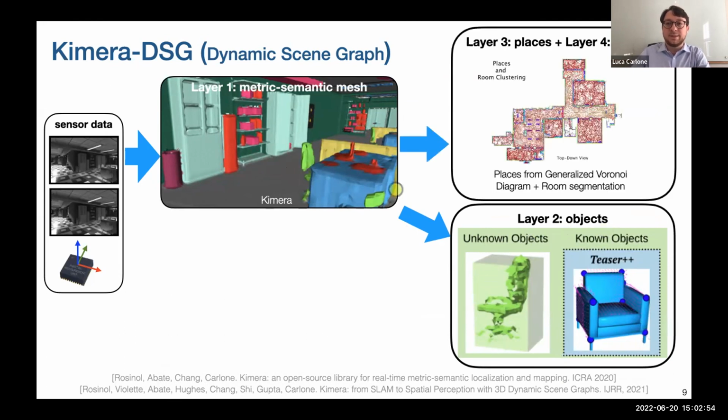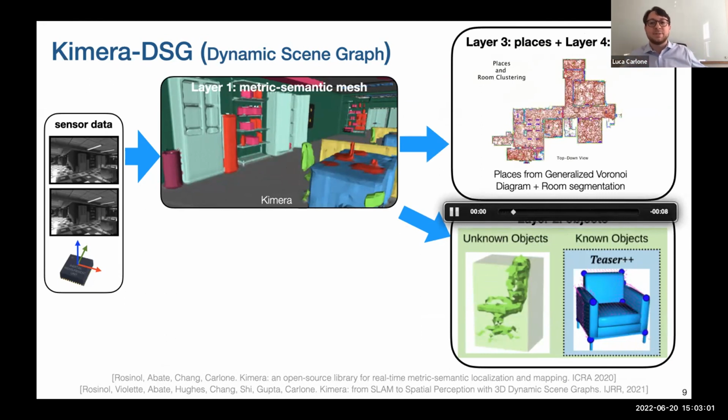Then what we can do is reconstruct layer 3 and 4, which are the places and rooms. What we do here is reconstruct a volumetric representation of the map and extract a graph of places and the corresponding rooms by computing what is called a generalized Voronoi diagram. If you're not familiar with this term, we essentially just extract a skeleton of the voxel-based representation, which is called a generalized Voronoi diagram, and we convert that into a graph describing the topology of the environment. And then we segment out this graph into different rooms.